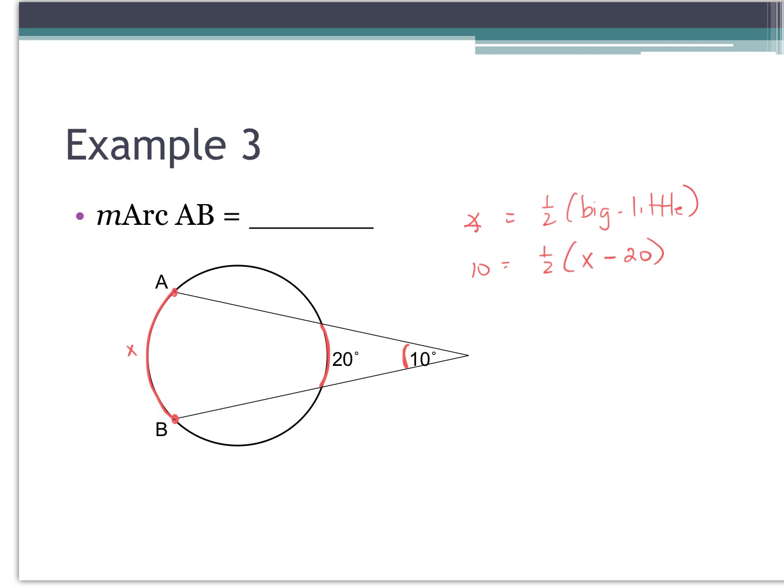And like I've done before, I'm going to start by multiplying both sides by 2 so that I can get rid of that denominator. So I get 20 equals x minus 20, and I just add 20 to both sides, and I'm like x equals 40. So x is 40 degrees, so the measure of arc AB is 40 degrees.